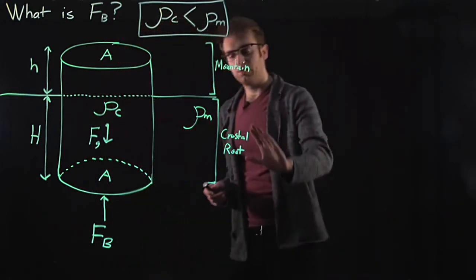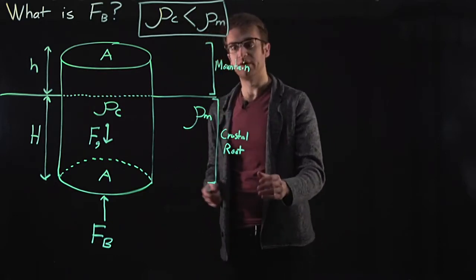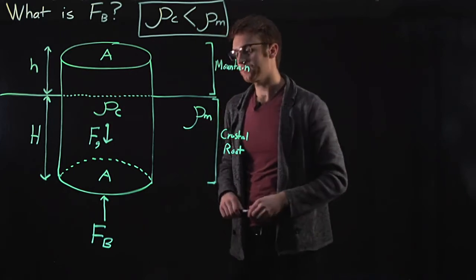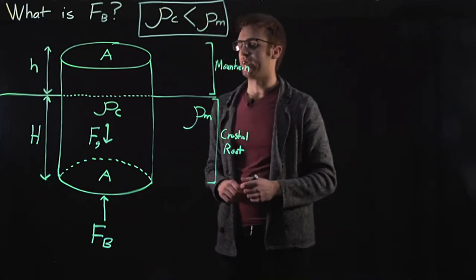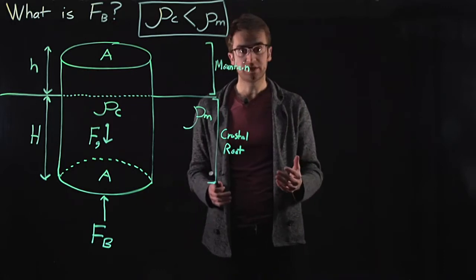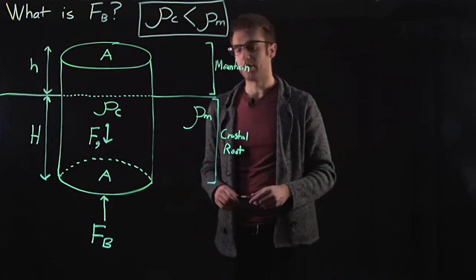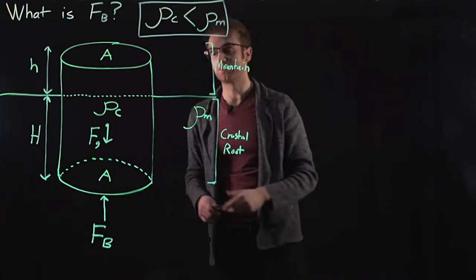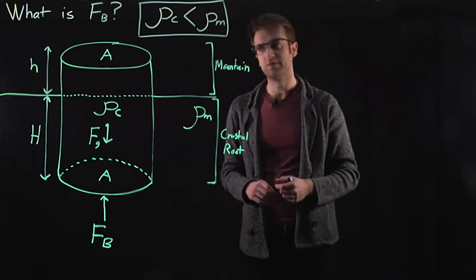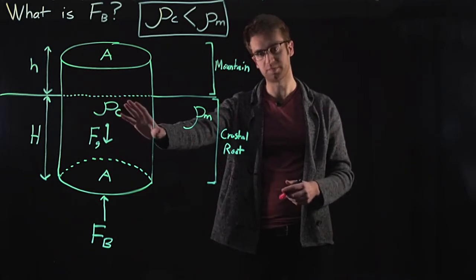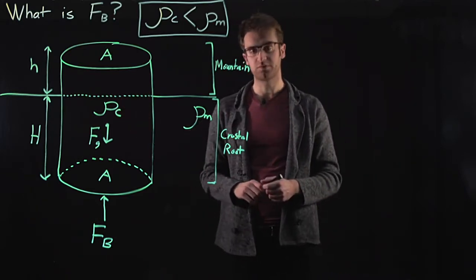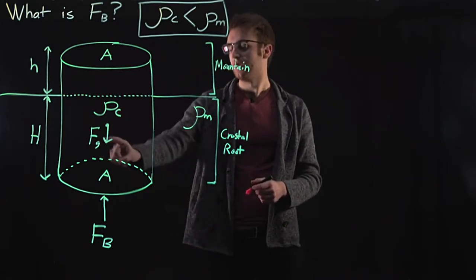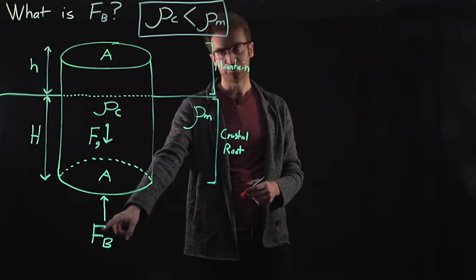So everything below the surface is the crustal root, and everything above the surface we could think of as a mountain. Now, what's important to understand is that in isostatic equilibrium, there is no motion between the mantle and the crust. So that means that the forces that govern this picture must balance. There are two principal forces: the downward gravitational force, and the upward buoyant force.